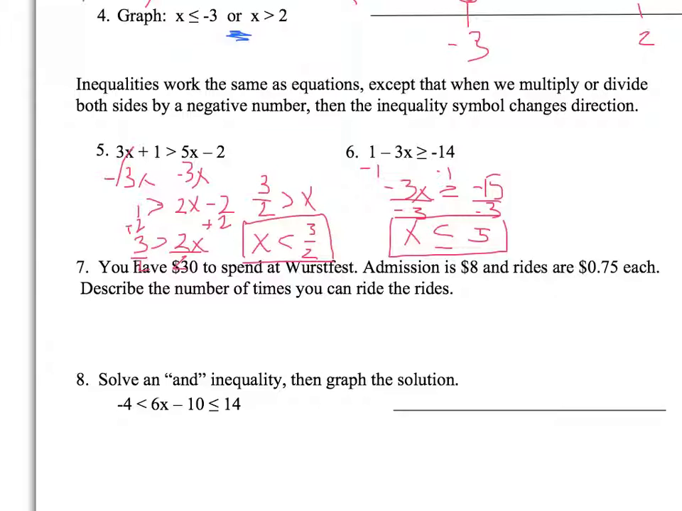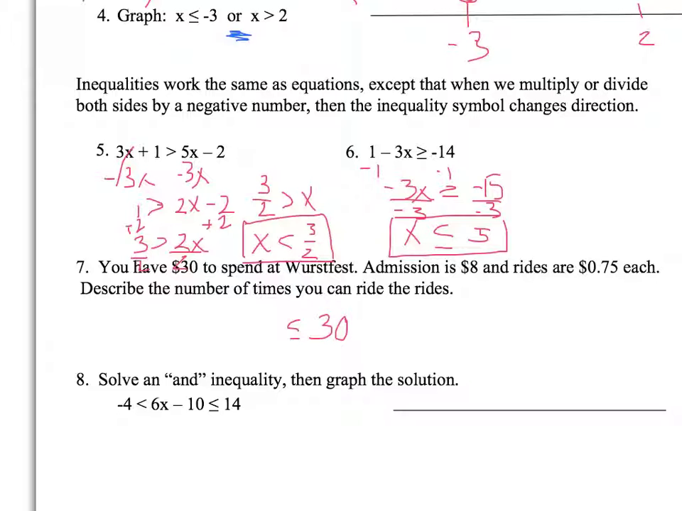Okay, number 7, a word problem. Yay! You have $30 to spend at Wurstfest. Admission is $8 and rides are 75 cents each. Describe the number of times you can ride the rides. Okay, so we're on a budget at Wurstfest. We know that no matter what, when we go in, it's going to cost us $8, and then for each ride we want to ride, 75 cents. And we cannot spend more than $30.